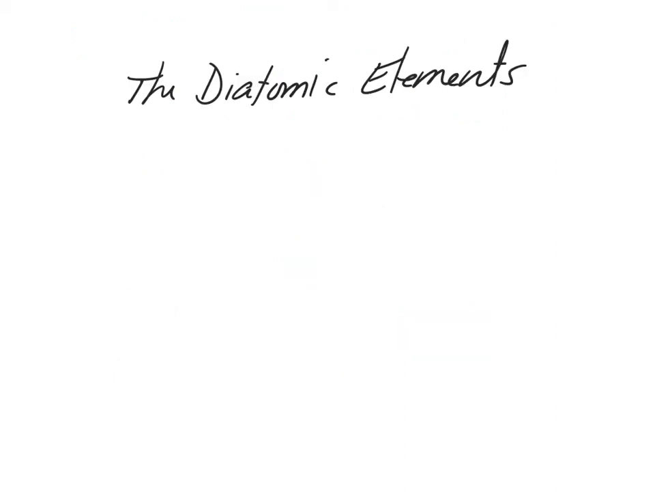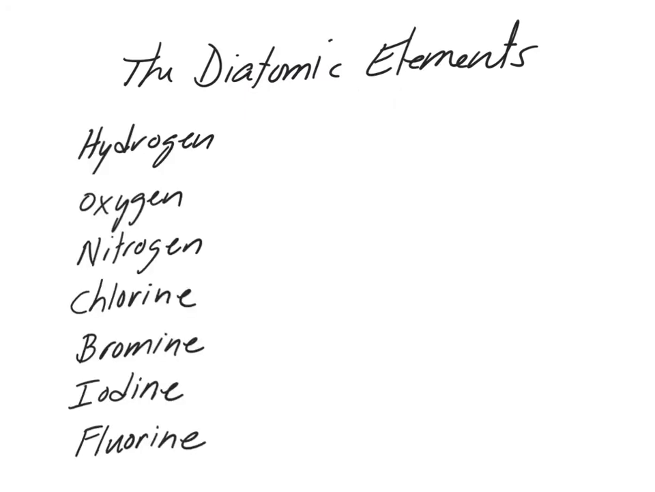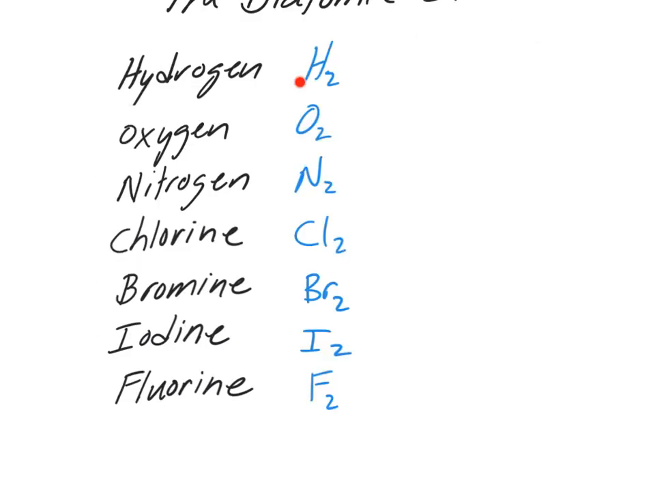Okay? All right, so what are the diatomic elements? Here are the diatomic elements: hydrogen, oxygen, nitrogen, chlorine, bromine, iodine, and fluorine. Their molecular formulas look like this. Here's hydrogen, diatomic, oxygen, diatomic, nitrogen, chlorine, bromine, fluorine, iodine.